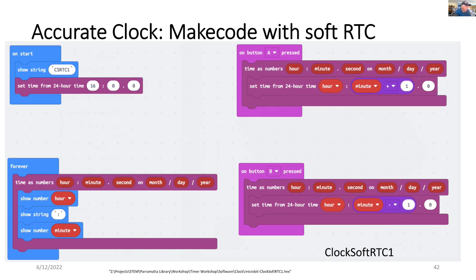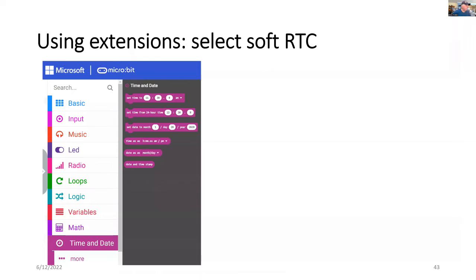In the forever, I just grab the hours, put a colon between the hours and the minutes, and I show that on the microbit LED array. And when I press button A, I'm using a bit of maths to increase the minutes by 1, or if I press button B, I decrease it by 1.